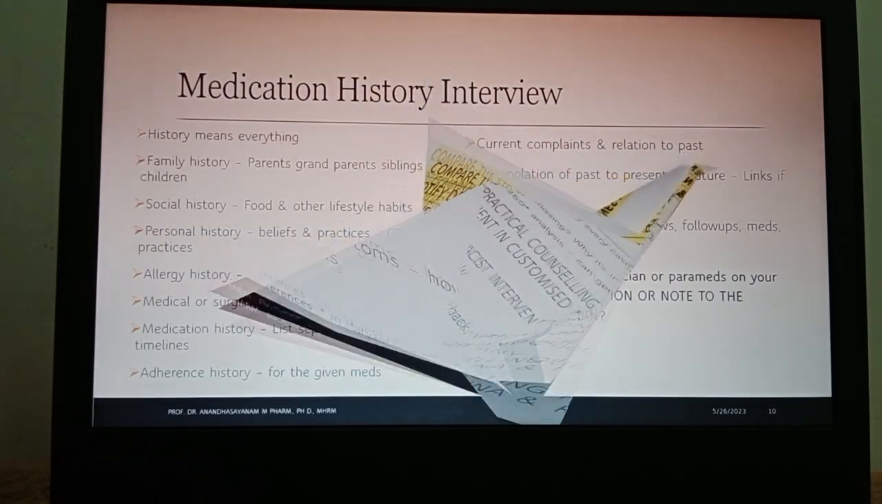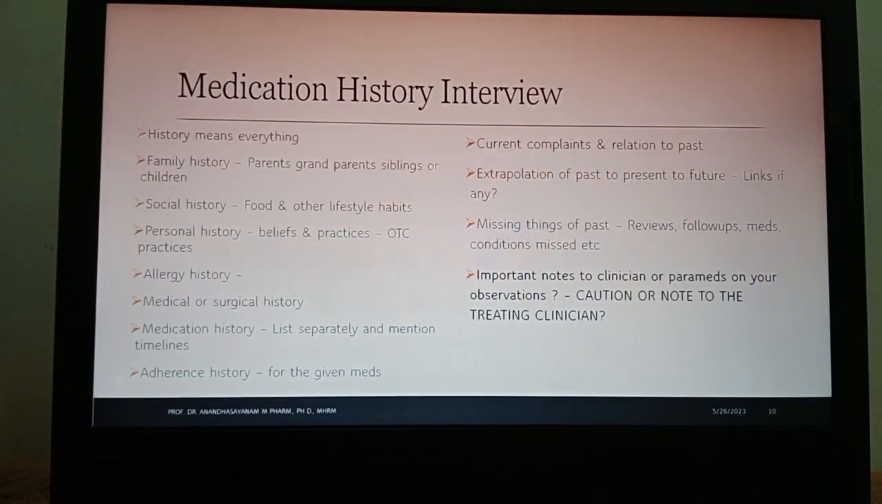So next we move on to the medication history interview. History means everything. We have to take family history: parent, grandparent, sibling, children. Did anybody have that kind of a disease? Is there any history in the family of such a thing? Social history, food and other lifestyle habits. As I said, alcohol can interact with the diseases and with the drugs. Alcohol might complicate. The patient might drink and might not tell you.